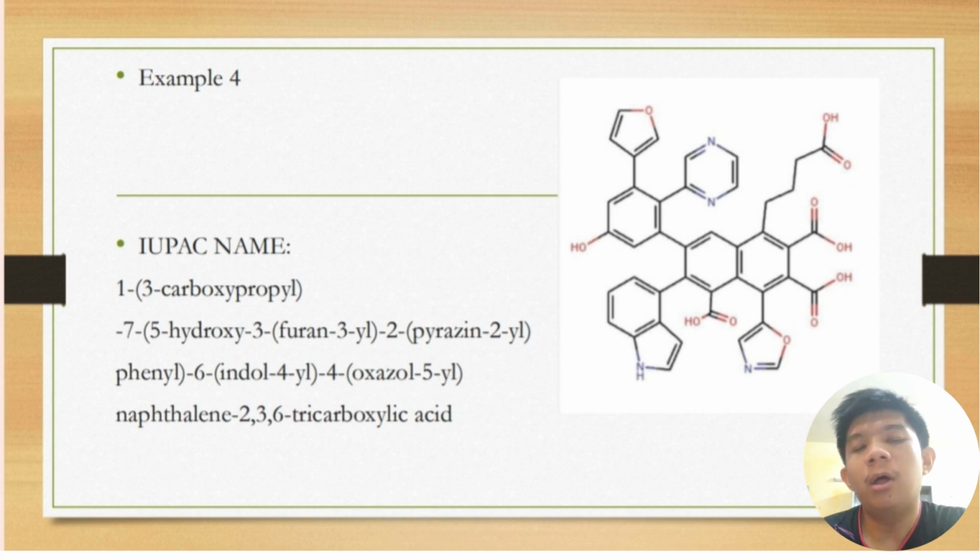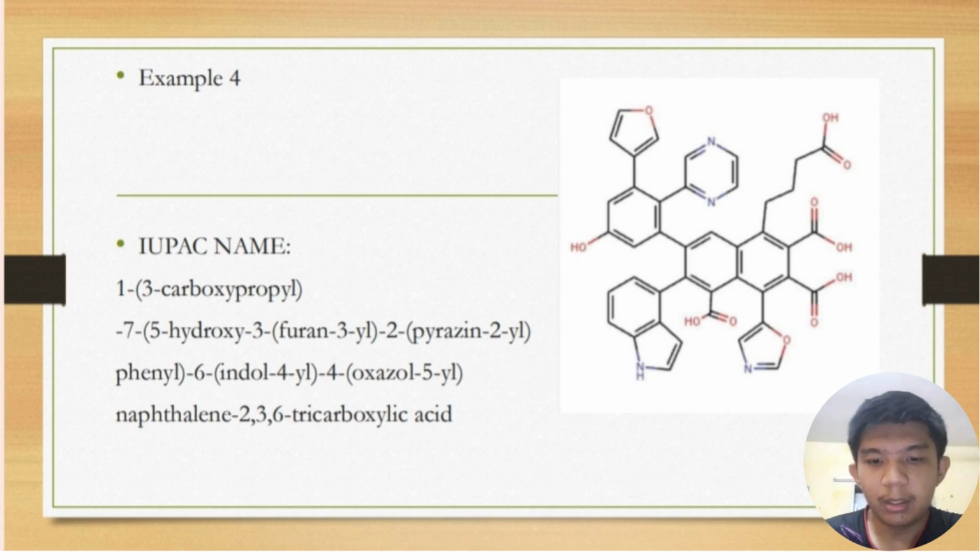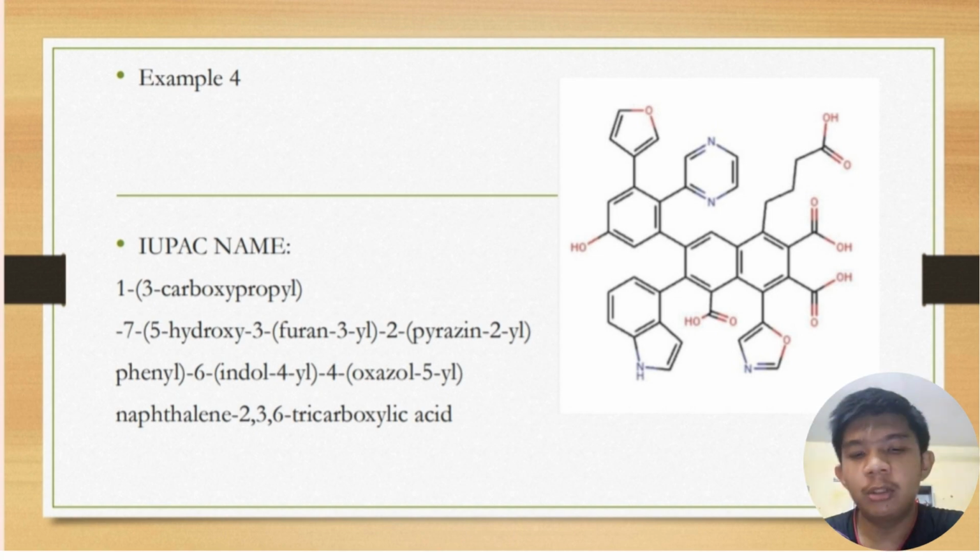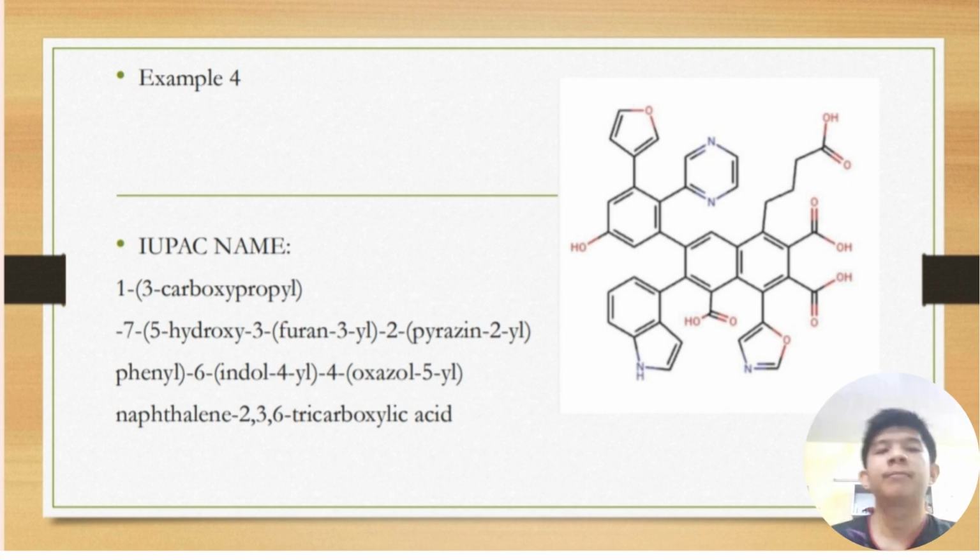So we name all of the substituents and then arrange them in alphabetical order, and then we get the final answer, which is 1-(3-carboxylpropyl)-7-(5-hydroxy-3-furan)-3-(2-pyrazine)-2-phenyl-6-indole-4-(4-oxazole)-5-naphthalene-2,3,6-tricarboxylic acid.